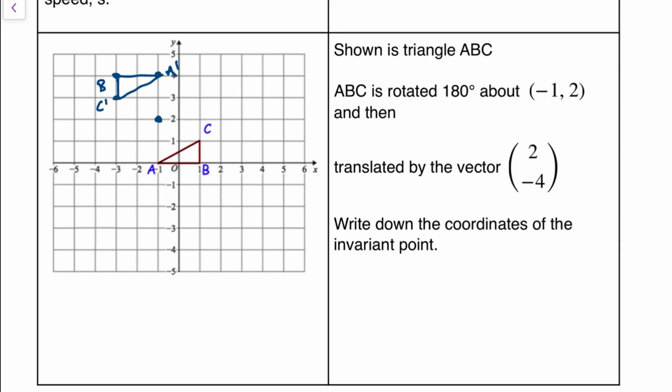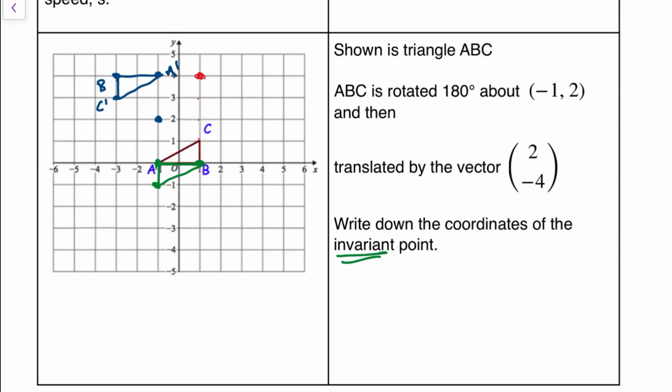But my point is my new ABC is here, and then I translate it. So I'm going to move it across by 2, which goes to here, looking at my A point, and then down by 1, 2, 3, 4. I'll do this in green. So that's my new A, which means that's my new B dash, and that's my new C. So you can see every single point has moved except for one point, and that point is my invariant point.